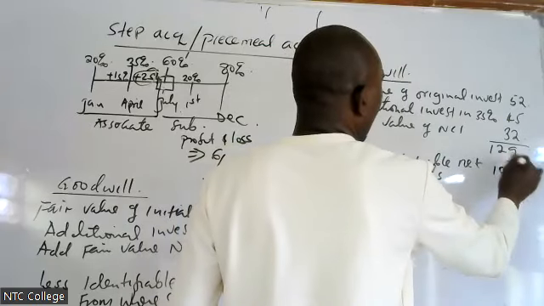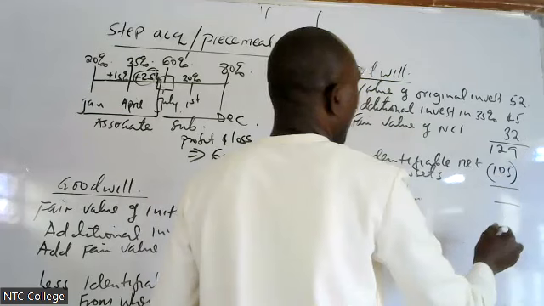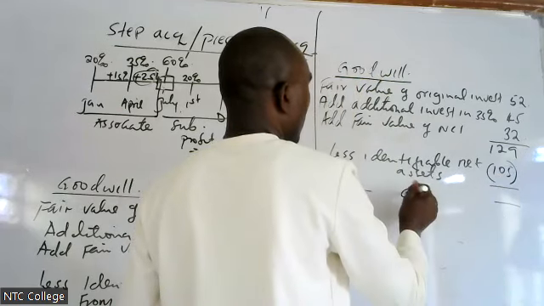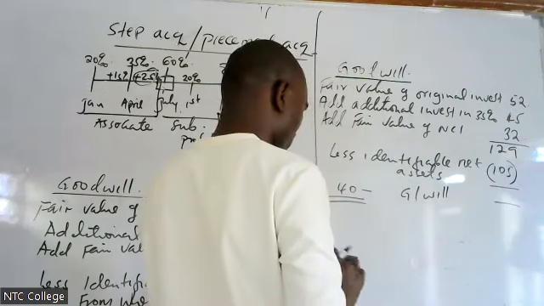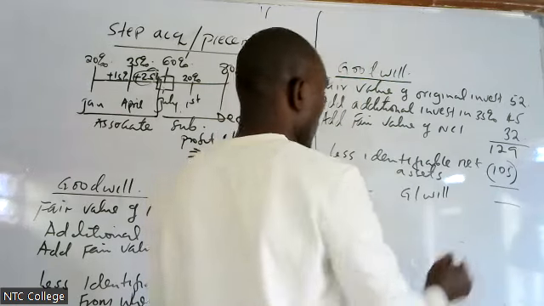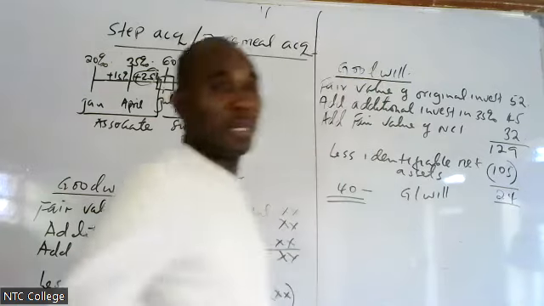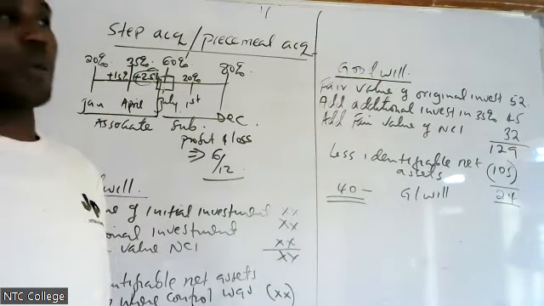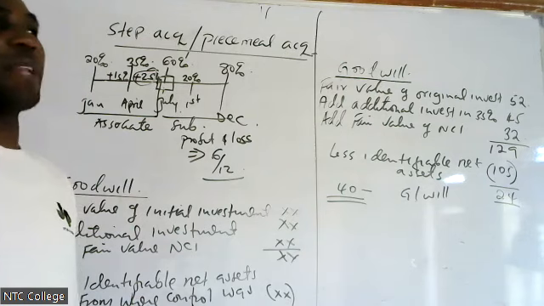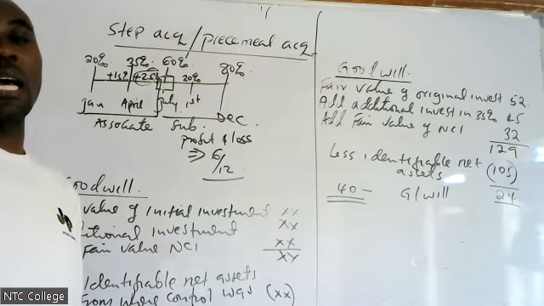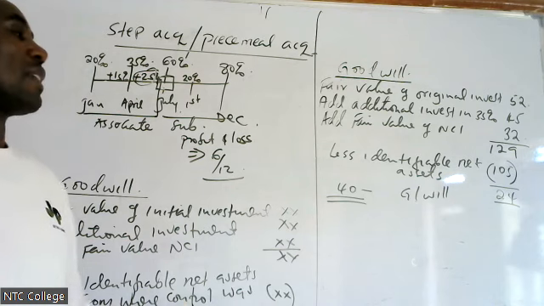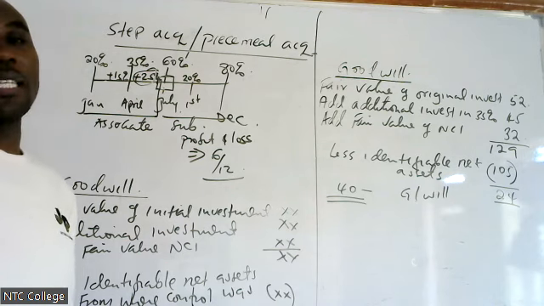Identifiable net assets of 1 or 5. Therefore, I get goodwill of 24. Goodwill of 24. That is when the examiner will want you to do goodwill. At the point when you cross the accounting line, you do goodwill. Therefore, our goodwill is 24.